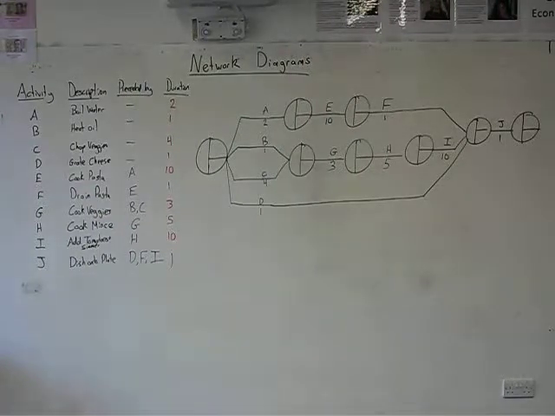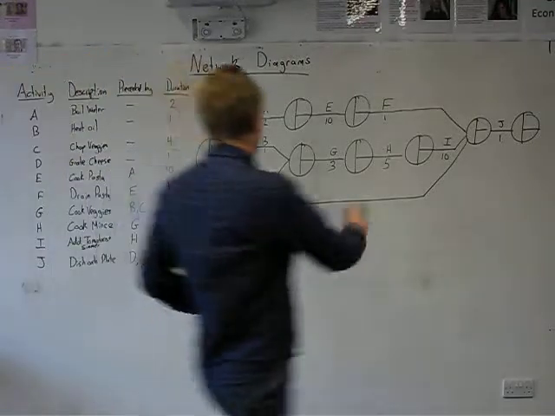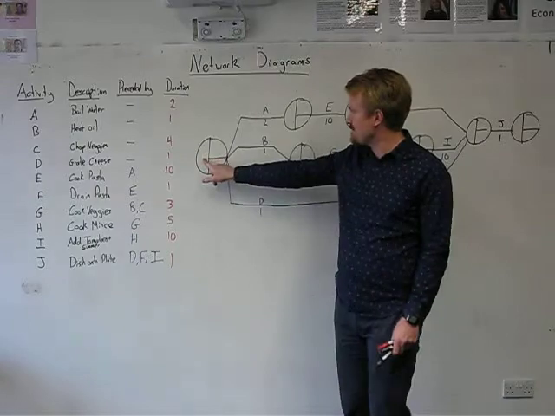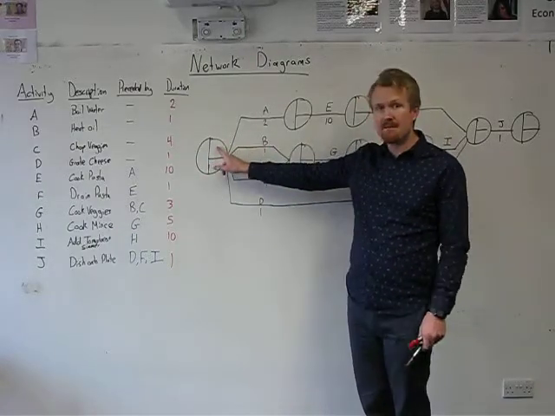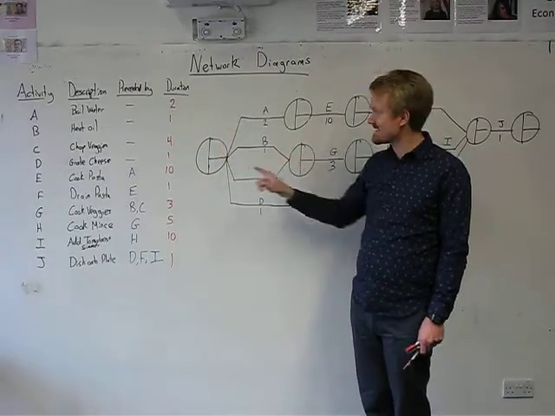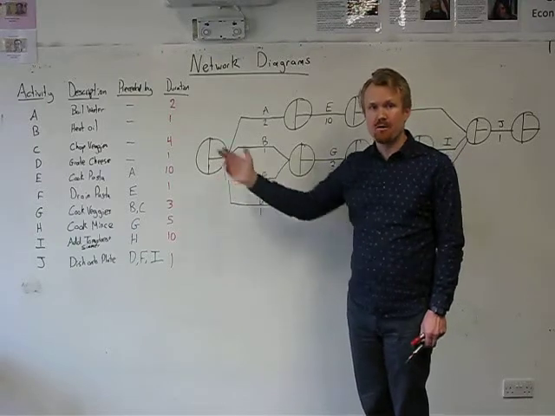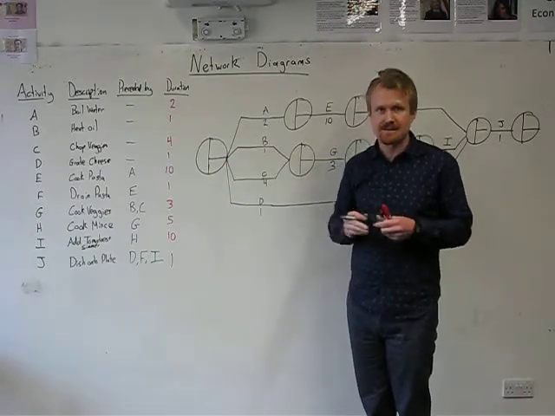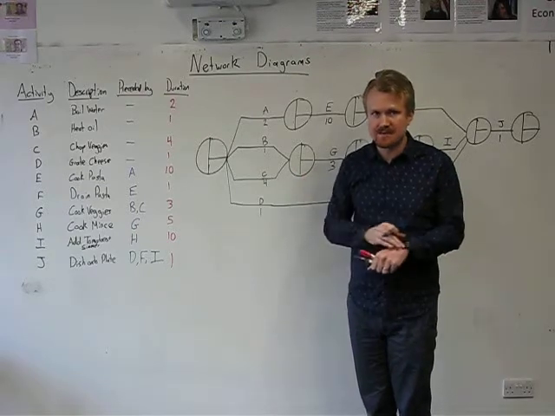All right, so on these nodes then, remember there are three parts to each one of the nodes. There's the name of the node, earliest start time for the next task, and the latest finish time for the previous task. Now, the names of the nodes really make no difference.